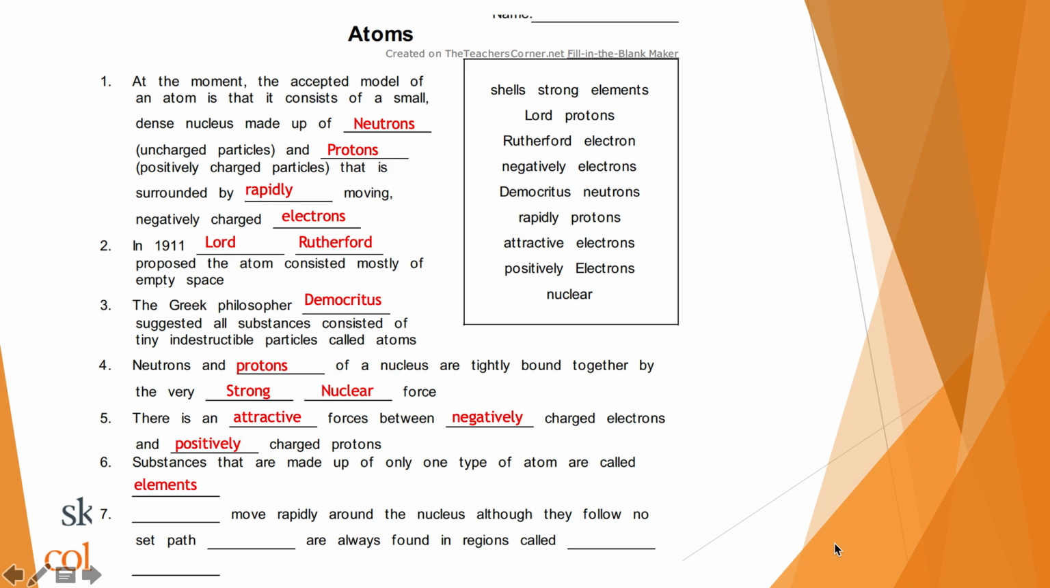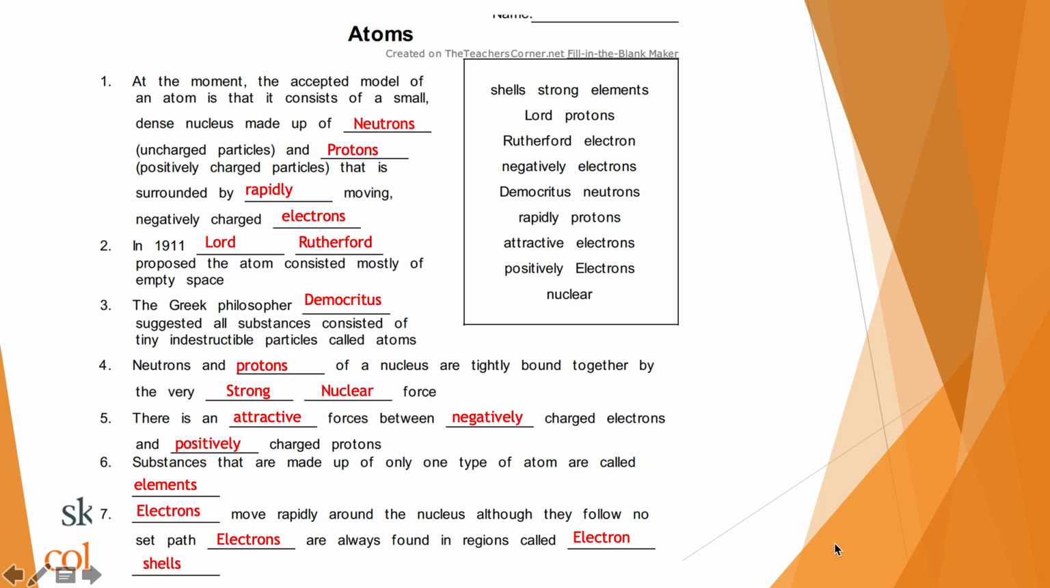Then question 7, blank move rapidly around the nucleus, although they follow no set path. Blank are always found in regions called blank blank. Okay, so what do we know that moves rapidly around the nucleus? We know it's electrons. They follow no set path. So electrons, again, are always found in regions called, what do we call the area they're found? Electron shells.